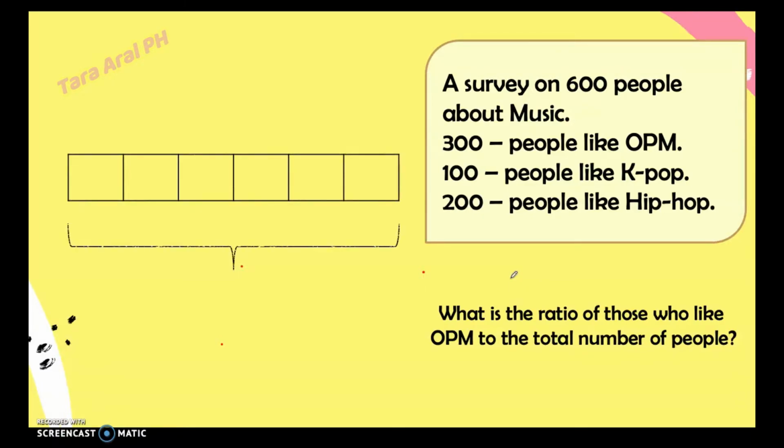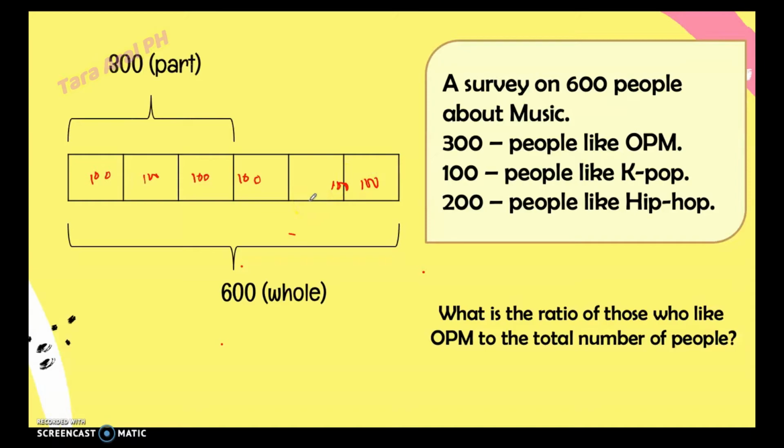So we have here 6 parts, which is 600 for the whole. We can say that this is 100, another 100, 100, total of 600. Then the people who like OPM is just 300, which is a part of the whole. And for the ratio, for our answer, we have 300:600. And take note that when you write a ratio, it should be in simplest form. Therefore, our final answer is 1:2.